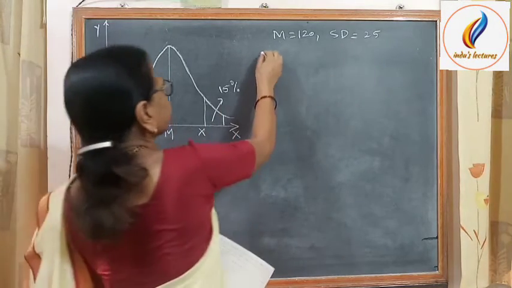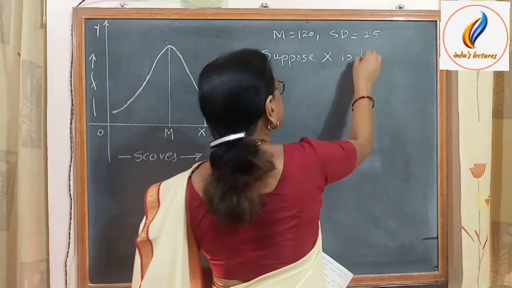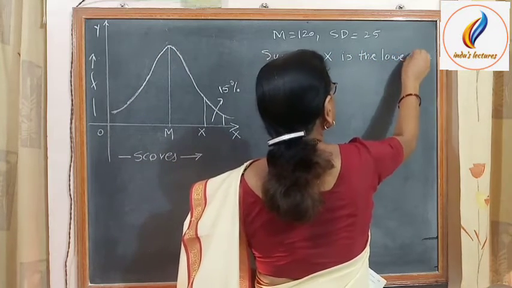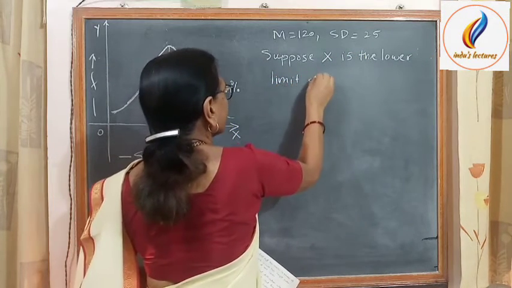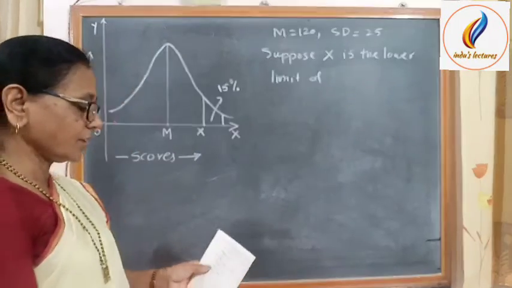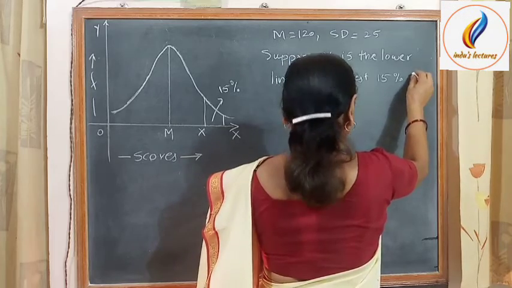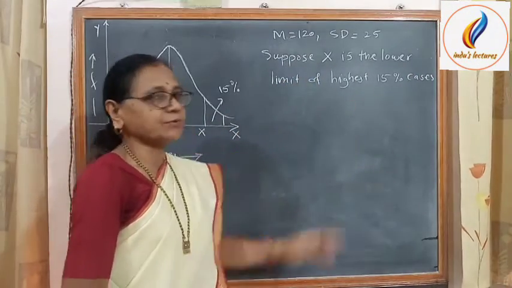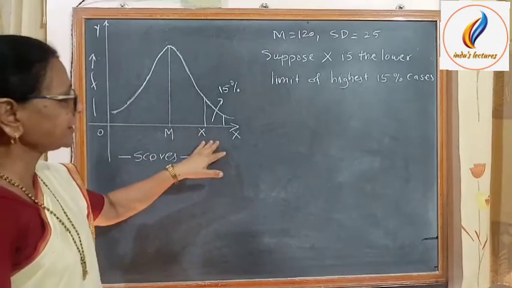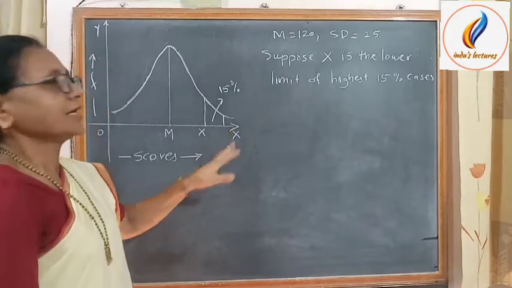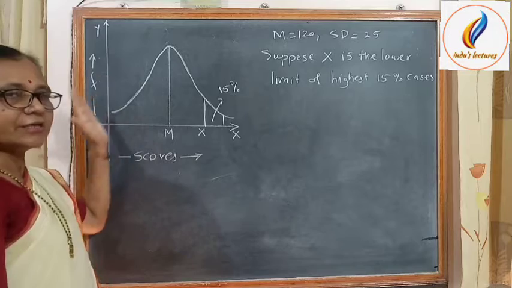Now we suppose x is the lower limit of the highest 15% cases, and we have to find out the value of x. 15% cases lie above the score x, and we know that 15% cases lie on the right side of the mean as well as 15% on the left side of the mean.